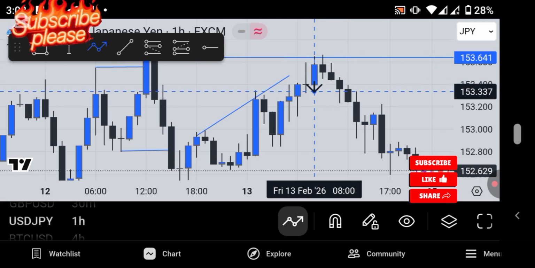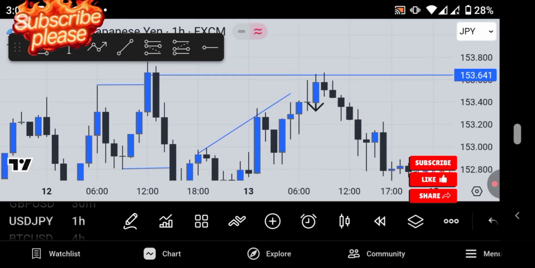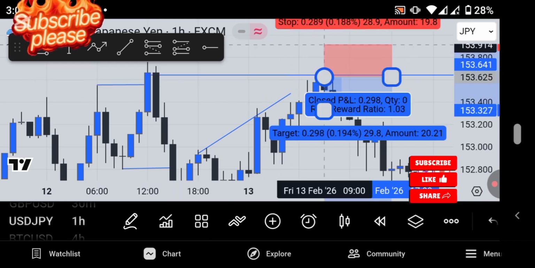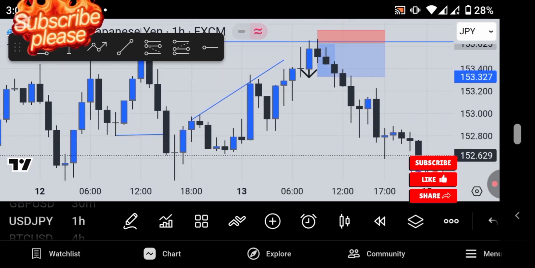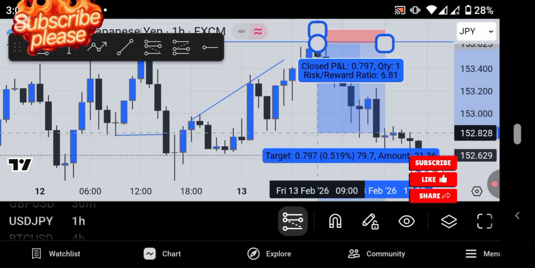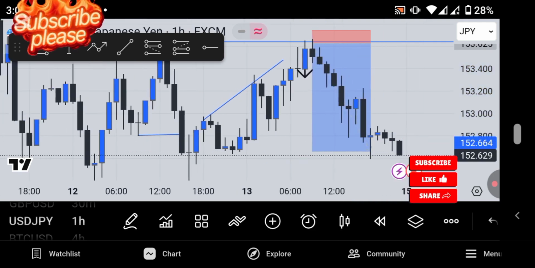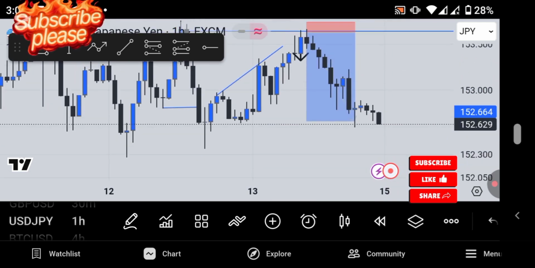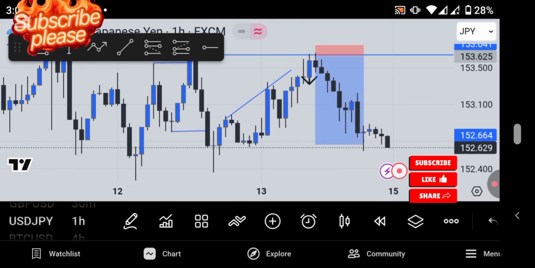So what do we do? We place our entry on that same zone, stop loss just above, and then take profit at our next point of interest, which is here. Boom. You can see this is it. Sweet, fast, and easy, just by understanding high probability point of interest and double confirmation.